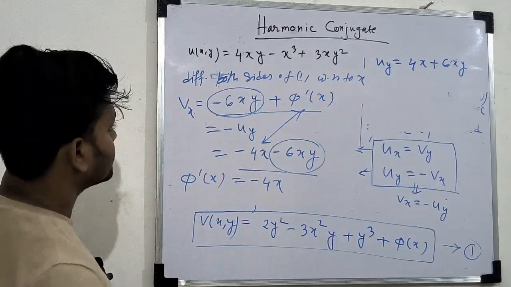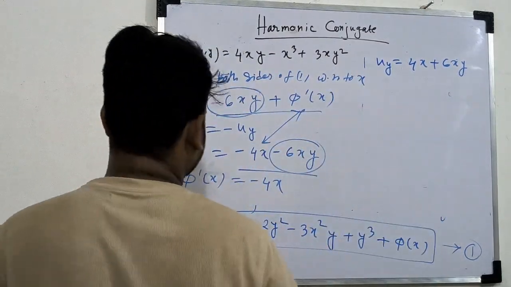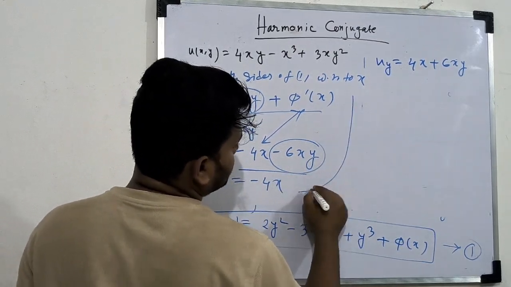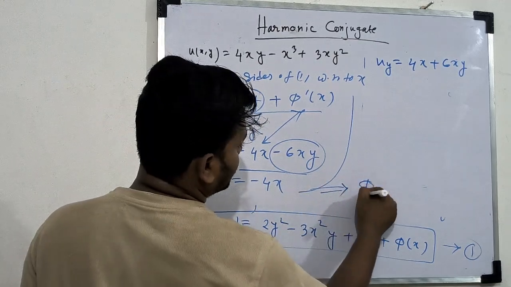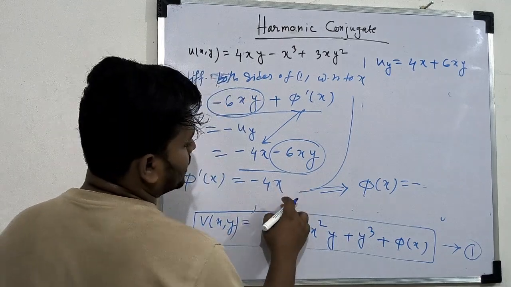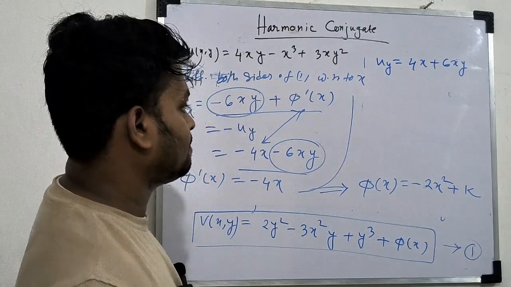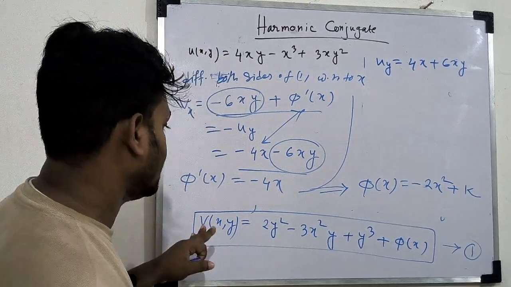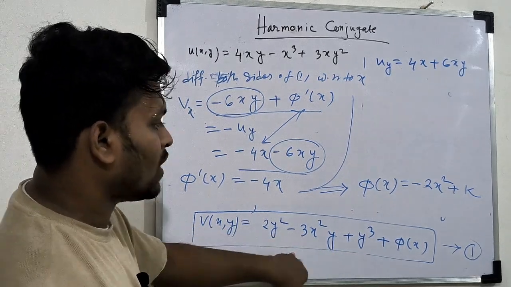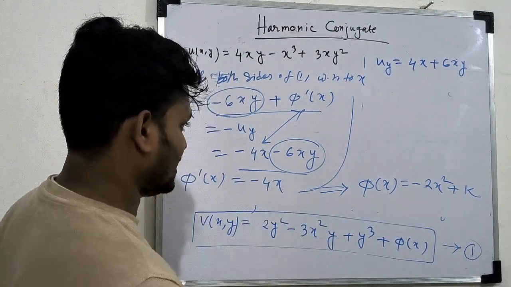So now you can remove this. Phi dash x equals minus 4x. Integrating both sides, we get phi of x equal to minus 4x square by 2, that is minus 2x square, plus a constant, a real constant, not depending on any variable. In this case b was a function of x and y, so whenever we integrate with respect to y, we add a constant as a function of x, and in this case this is a real constant.